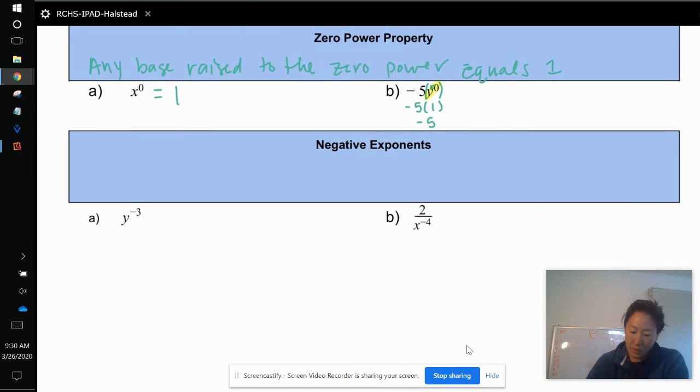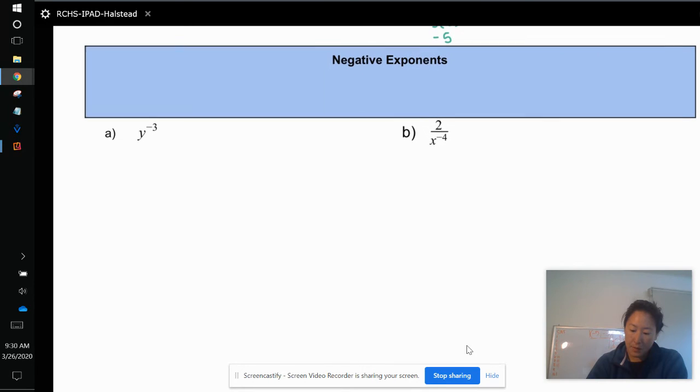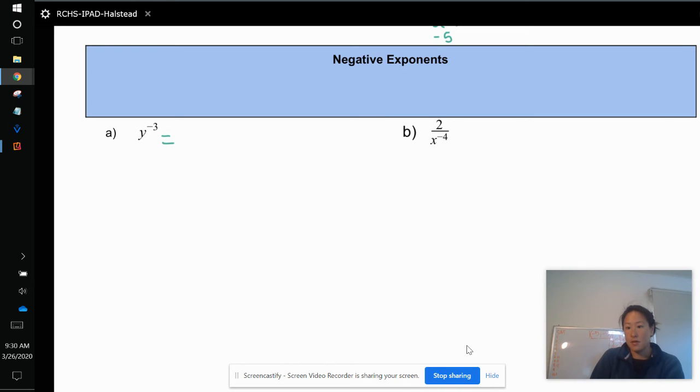Okay, so negative exponents, what we're going to do is, let's do this example. It's the inverse. The negative means an inverse. So instead of multiplying by y 3 times, what I want to do is create a fraction sign.